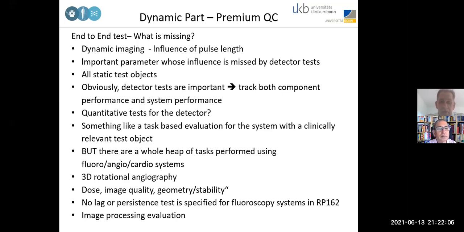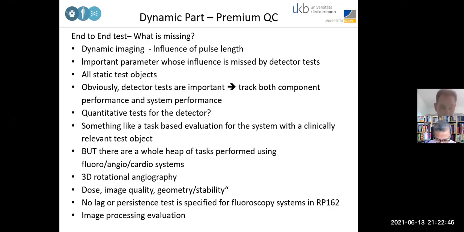So what is the rationale behind it? It's hard to say, but a static phantom does not really match the situation you have in your clinical situation. You see that detector tests are definitely more important for the system and for the component performance. But so far I have only seen quality tests and not quantitative tests, and they should come. And we will give you some hints on what should be tested quantitatively.